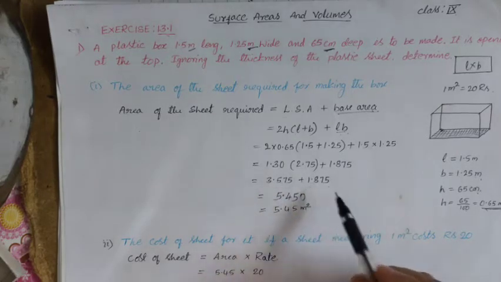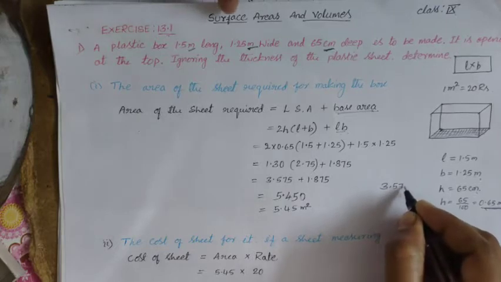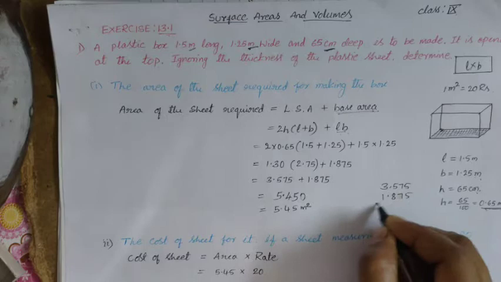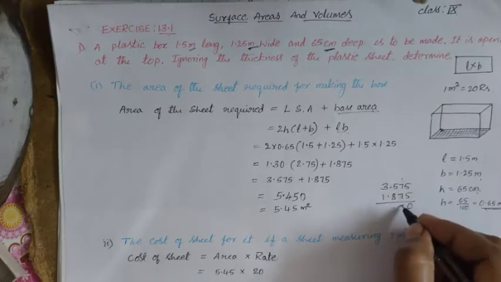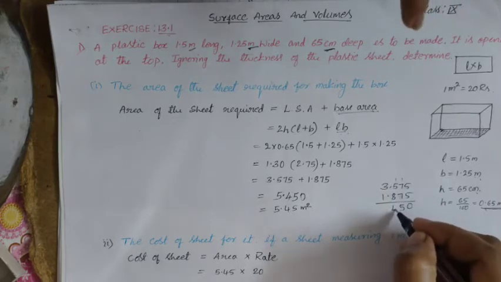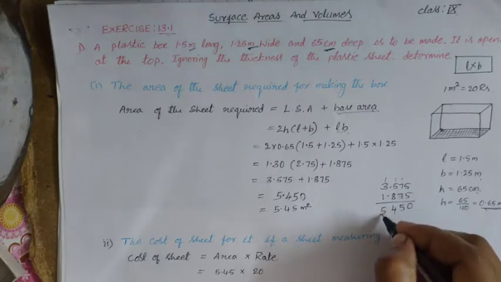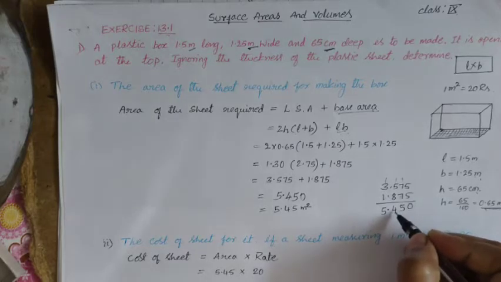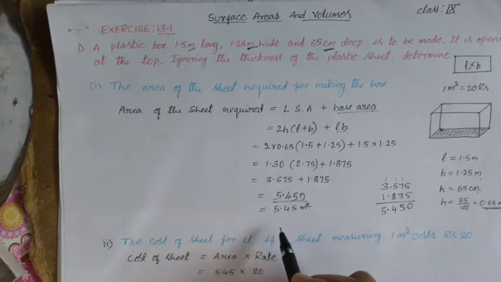Now we can add these two. When we add these two, you can look at this one, 3.575 plus 1.875. Add these two: 5 plus 5, 10, carry 1; 1 plus 7 plus 7 is 15, carry 1; so 9 plus 5 is 14, carry 1; so 2 plus 3 is 5. How many places do you put the point? After the 3 numbers you put the point here. So the answer is what?